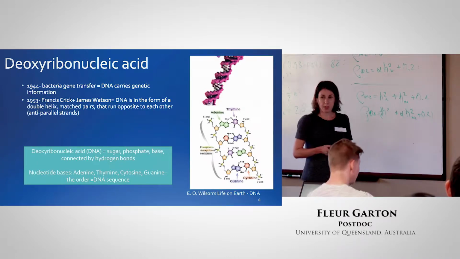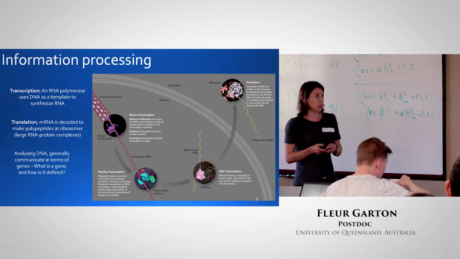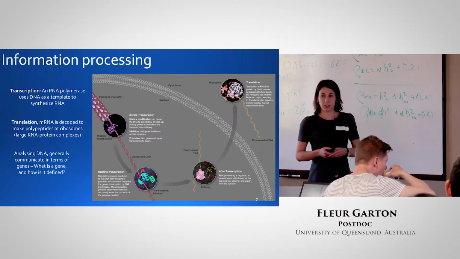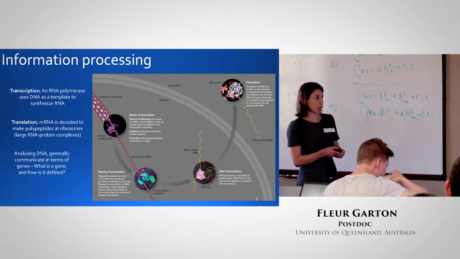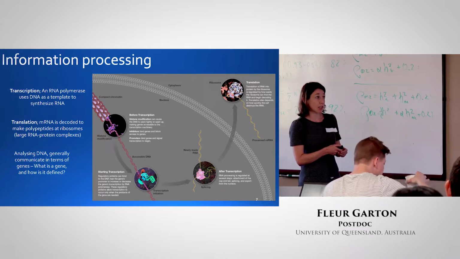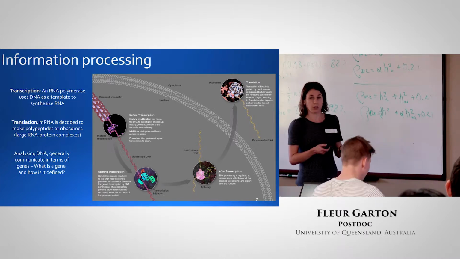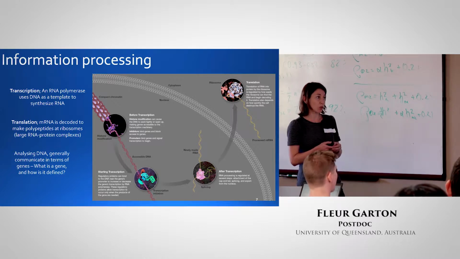Okay, so in the cell, this is just an overview of what information gets processed and where. This is the DNA, so it's in the form of what you can see as a compact chromatin.